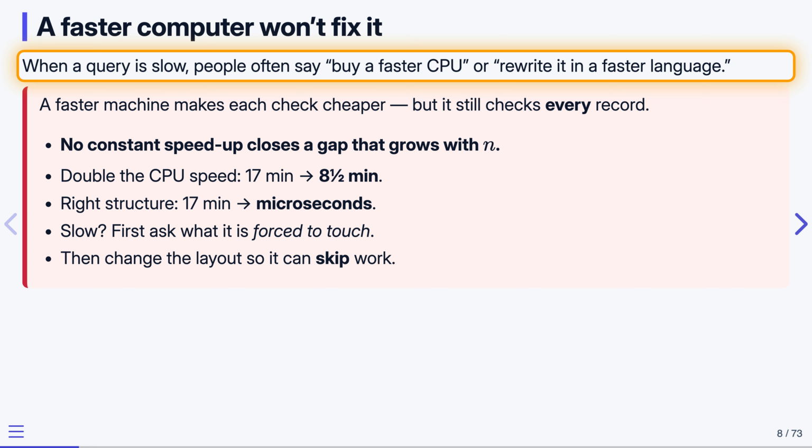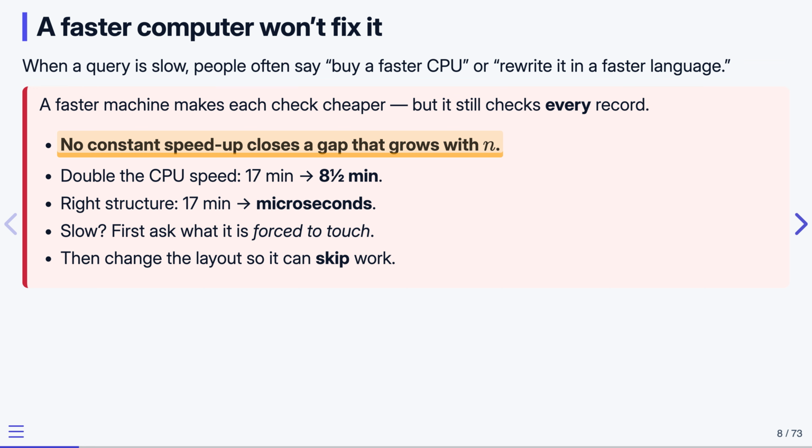When a program is slow, our first idea is often to buy a faster computer or to rewrite the code in a faster language. But a faster machine only makes each single check faster. It still checks every record. No fixed speedup can close a gap that keeps growing with n. Say we double the computer speed. The 17 minutes dropped to about 8.5 minutes. That is a small win.